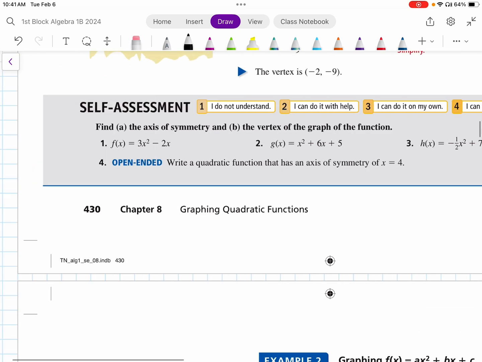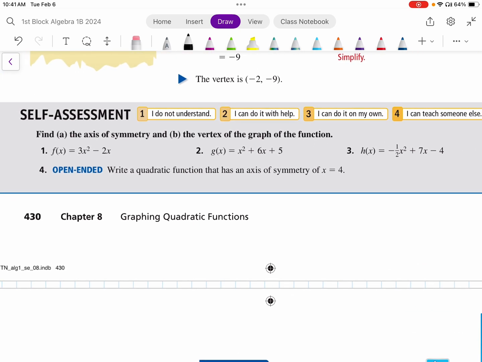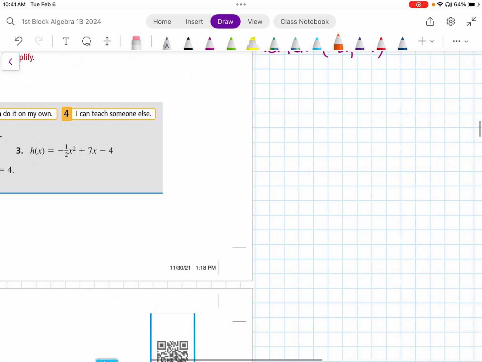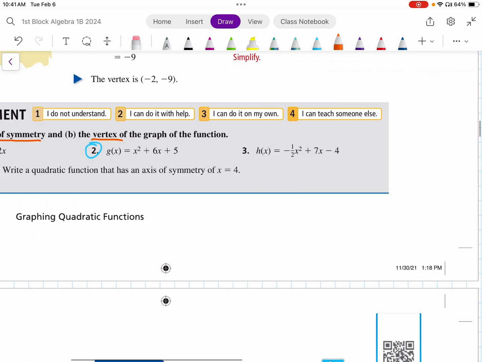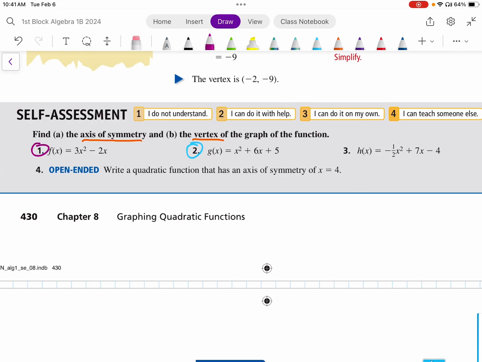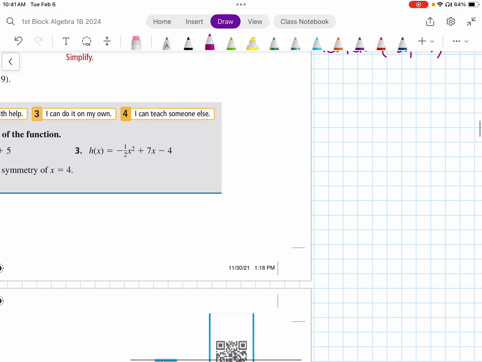I would like you to try this with number 1 and number 2. Just find the axis of symmetry and find the vertex. Pause the video, find those things, and then come back to check your work. Okay, welcome back to the video.